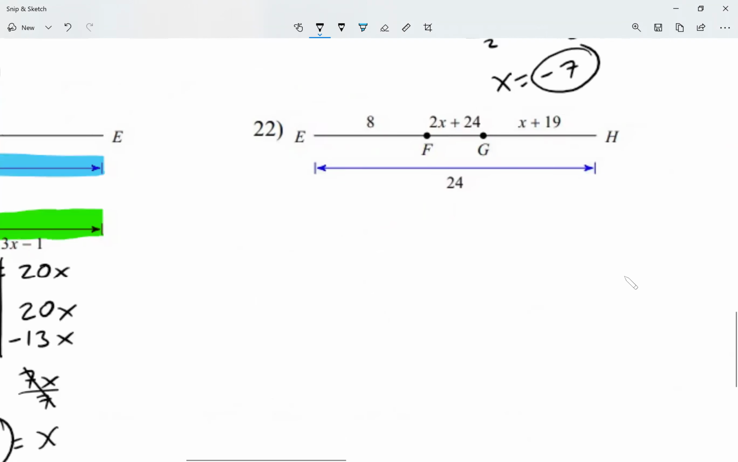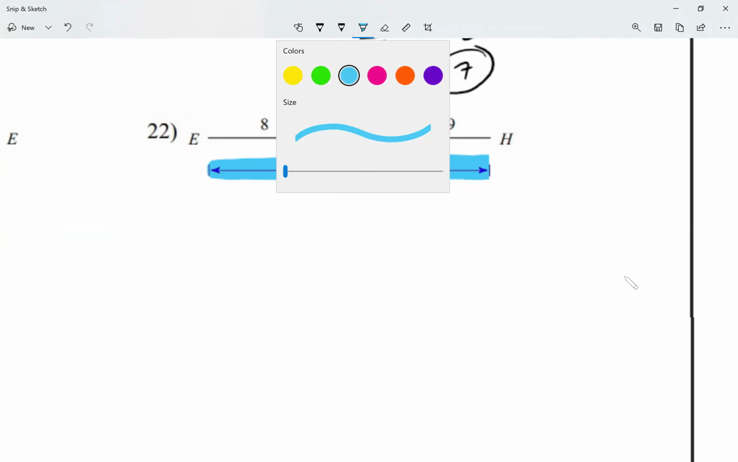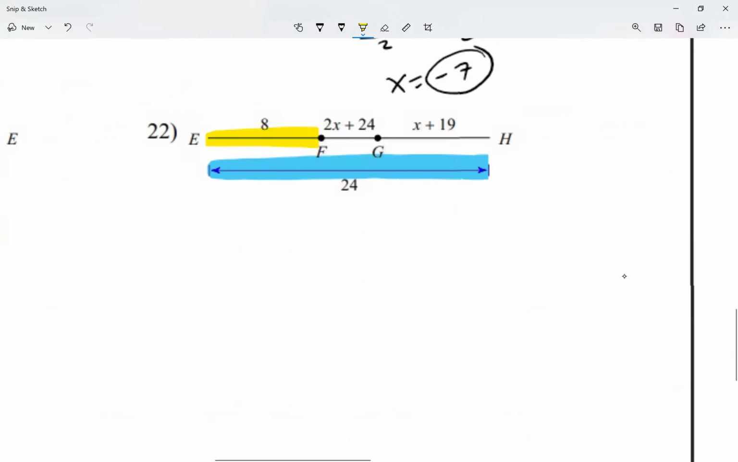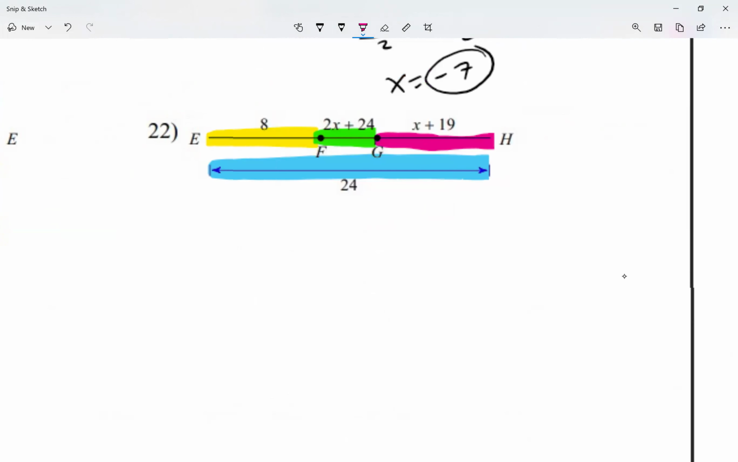Lastly, let's take a look at number 22. I see this 24 is a big segment. And there's three smaller segments. One of them is 8. The other one is 2x plus 24. And there's another one that is x plus 19. If I combine the smaller segments, it gives me a bigger segment. So I'm going to go 8 plus 2x plus 24 plus x plus 19. And all of this is equal to 24.